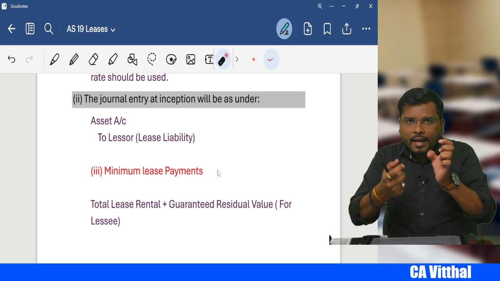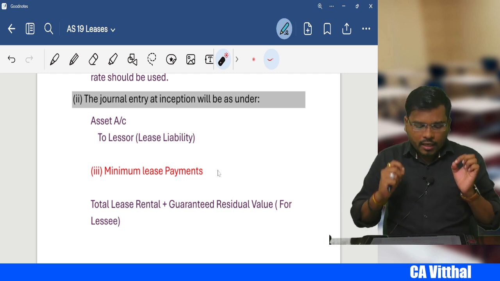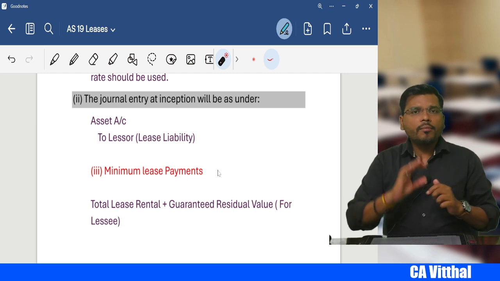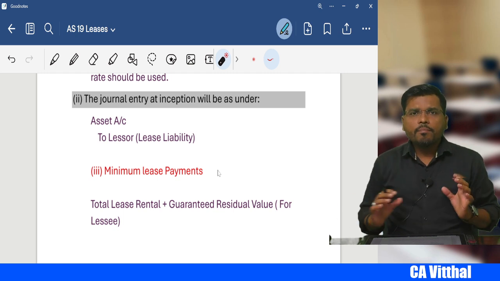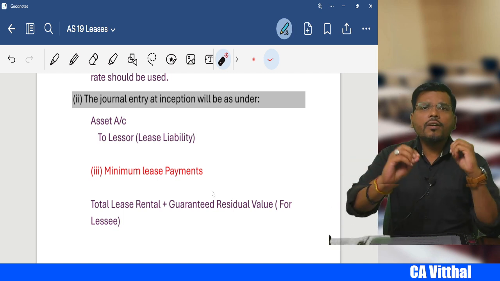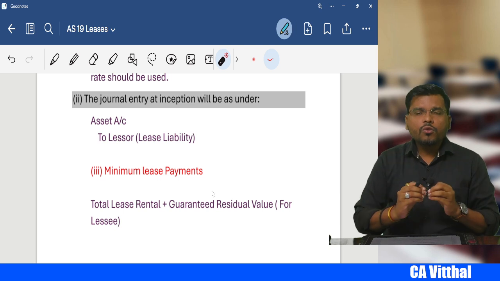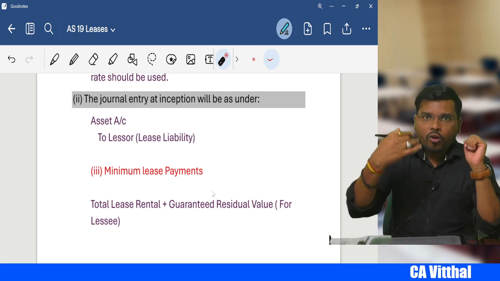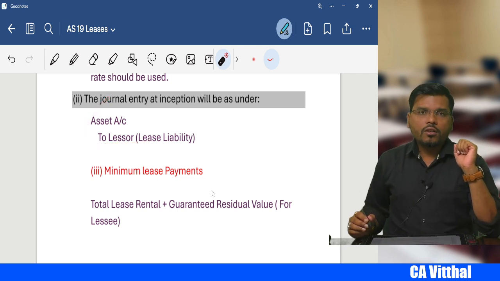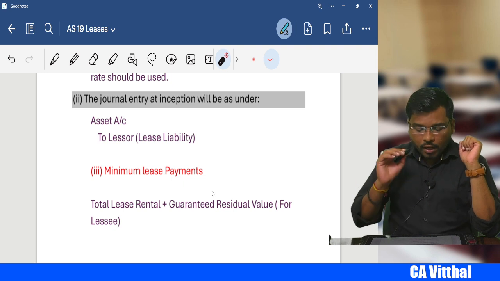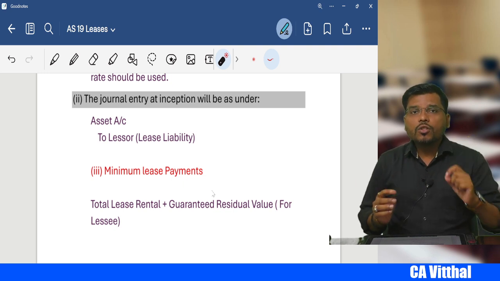If you apply the present value factor, you will get the present value of minimum lease payment, or the fair value of the asset. Fair value means what, sir? Market value of the asset. Whichever is lower, that amount the lessee will record in his books. When he records the asset in his books, what entry will he pass? He will pass the entry: asset account debit to lessor account, right, my dear? This is the accounting treatment in the books of the lessee.